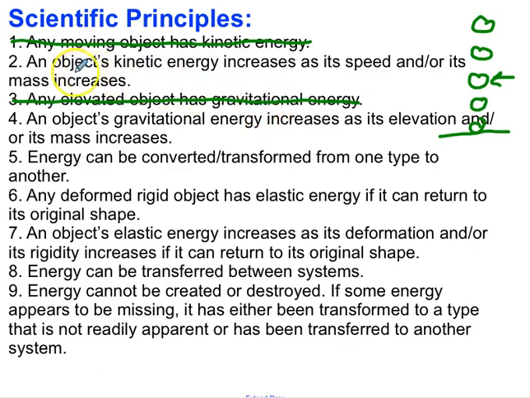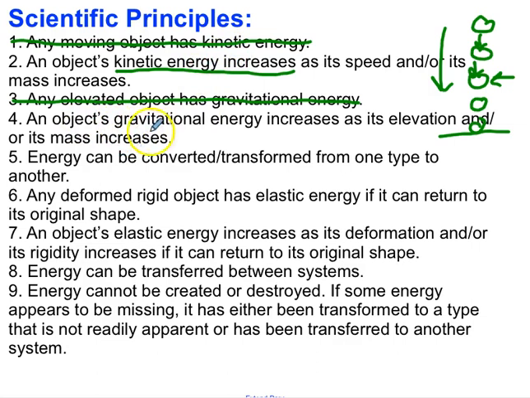Now, does number 2 help you? An object's kinetic energy increases as its speed increases. Yeah, remember there were arrows in between here. And this told you as it was falling, it's gaining speed. Why? Because the mass stays the same. So if the speed increases, that means the KE has to increase. And you might say, well, they all had KE, but only 2 of them had KE that was increasing.